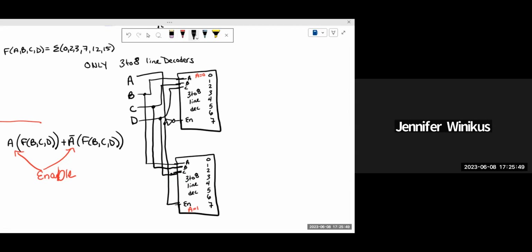Then, for line decoders, we've got to just OR together the terms produced from the corresponding outputs. So 0, 2, 3, and 7 are from the first half when A is 0. So we pull those out.